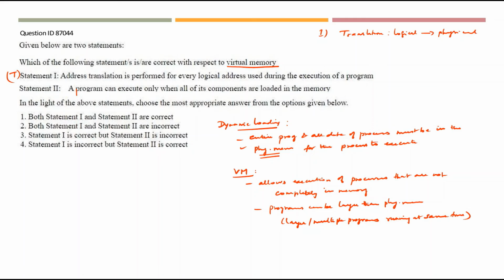A program can execute only when all of its components are loaded in the memory is true for physical memory, but with this point we can say statement 2 is false. That's why they have given in the starting as with respect to virtual memory. So statement 1 is correct, but statement 2 is incorrect. Option number 3 will be the right answer.